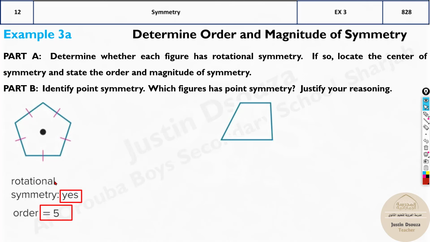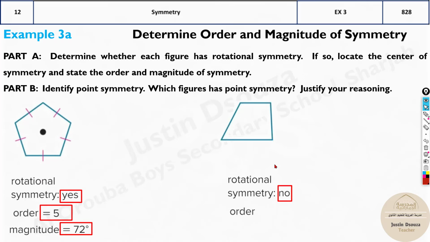Order is phi. That is order. Magnitude is the degree. Sorry, I was saying order. How many times you can rotate it within 360 degrees? 5 times. The magnitude is 360 by 5. That's 72 degrees. Here, nothing. It's all none.